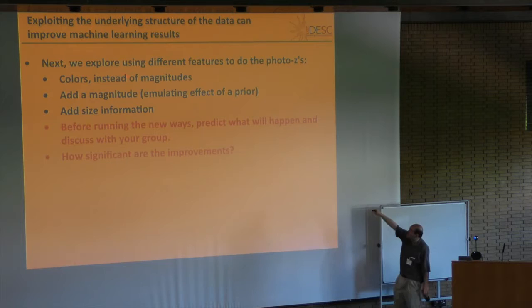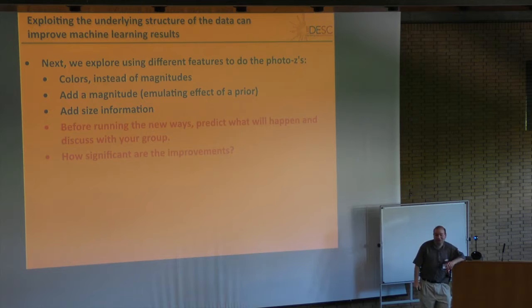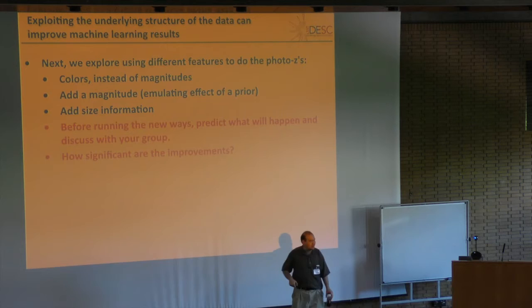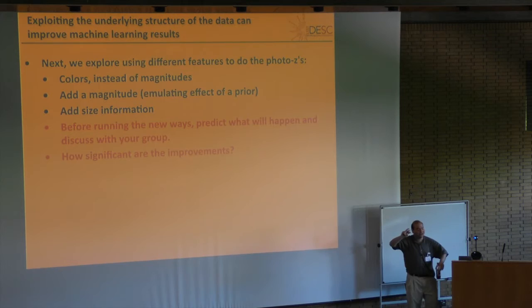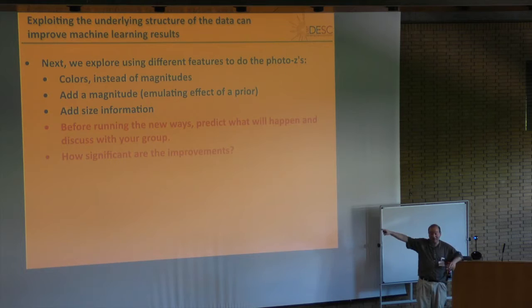Does the performance get better or worse when you use colors? Compared to what we got with the 50% training test, magnitudes only. The first thing you did. Okay. Now we can add one magnitude measurement because we started out with six measurements. We had U, G, R, I, Z, and Y. When we look only at colors, that's looking at the differences between bands. That's only five measurements. So we discarded some information.